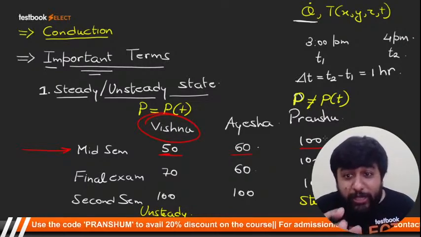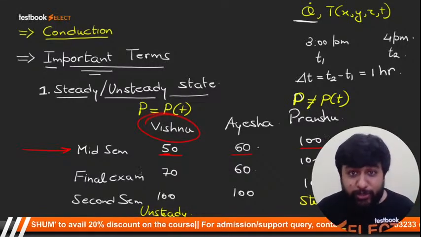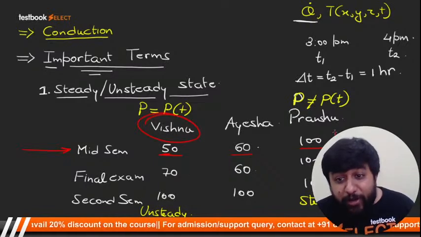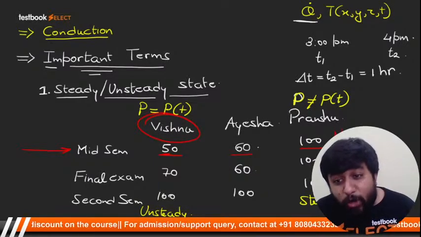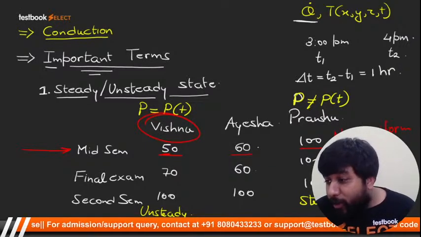So 50, 60 and 100. Different points have different values. So this will be called a non-uniform condition.